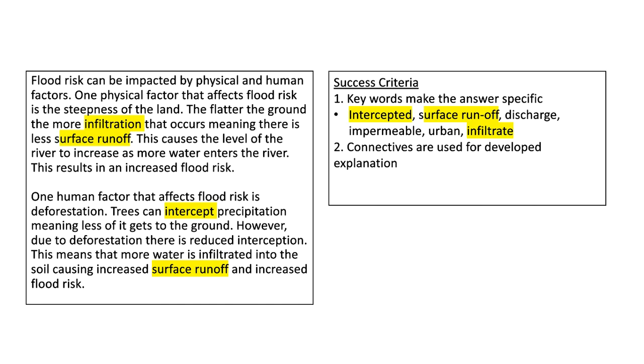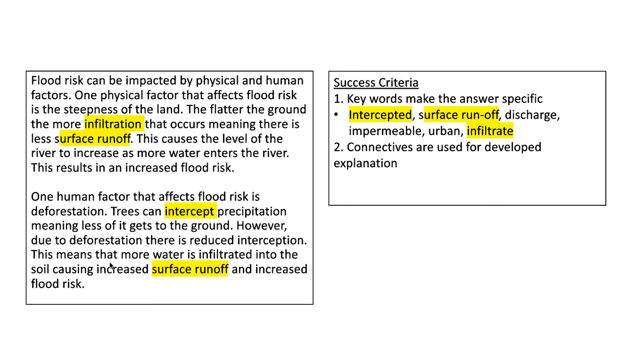In her second paragraph, she's talked about the human factor as deforestation. Deforestation is caused by people. If you're just referring to the amount of vegetation in an area, that can be classed as a physical factor. But if you're talking about deforestation, it is a human factor. And again, in this paragraph, she's used keywords intercept and surface runoff. So if there's less trees, there's going to be less interception and there's going to be more surface runoff.